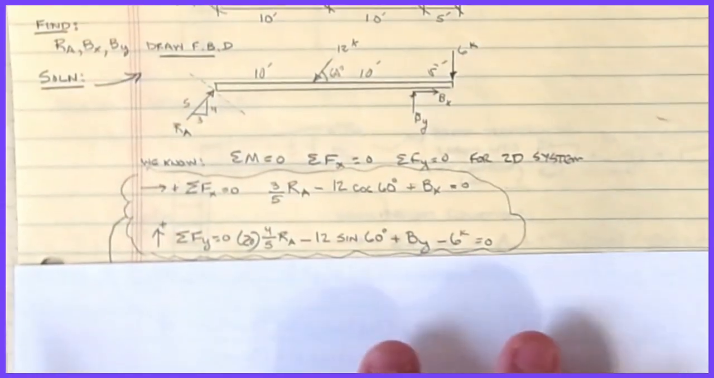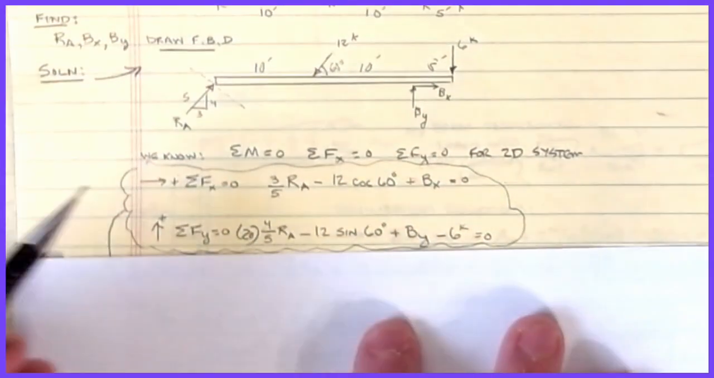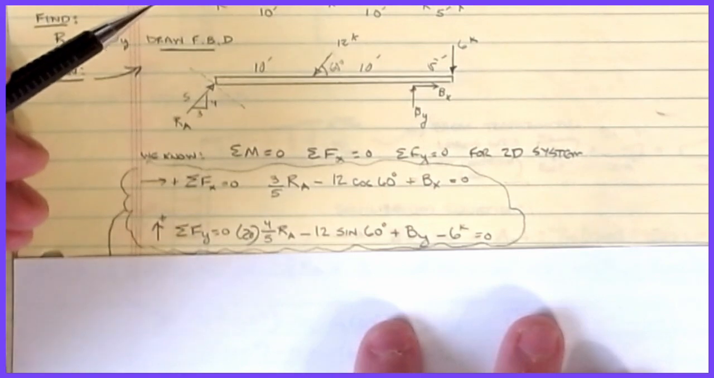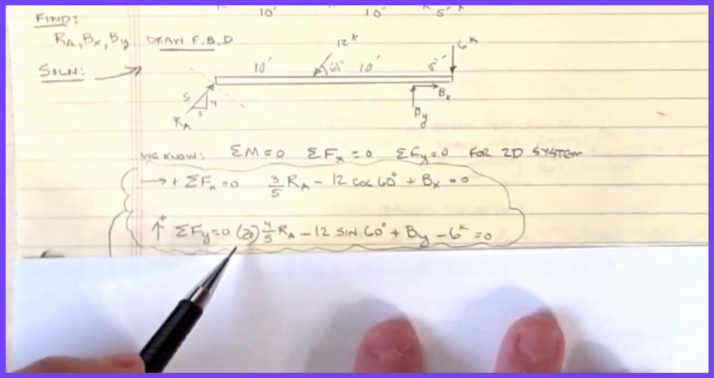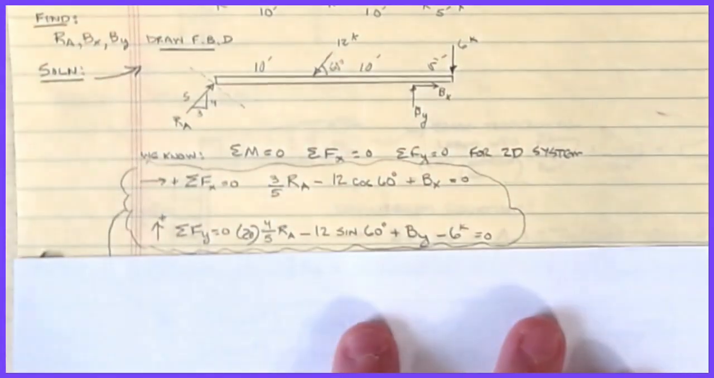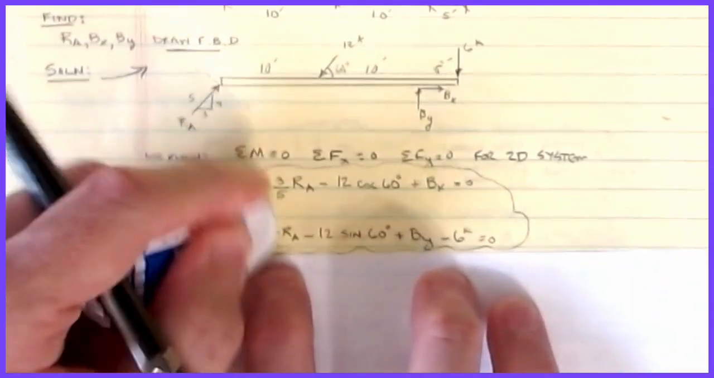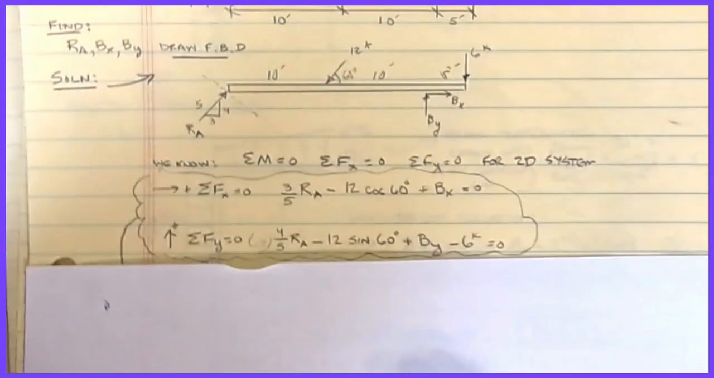For Fy, we do the same thing. Now it's 4/5 of RA acting up. Okay, because we're not doing a moment, so it's just 4/5 of RA.